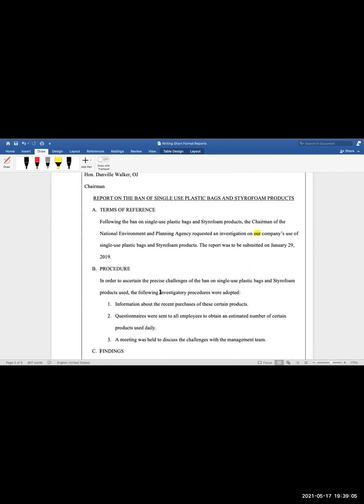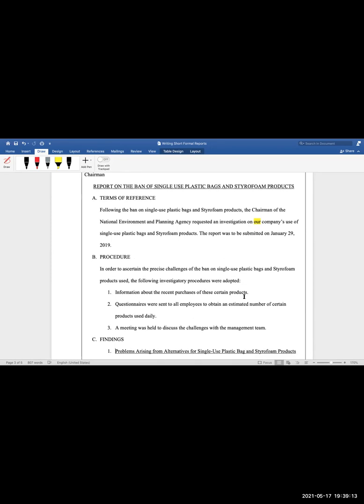The procedure now. In order to ascertain the precise challenges of the ban on single-use plastic bags and styrofoam products used, the following investigatory procedures were adopted. Information about the recent purchases of these certain products, I don't know what that means. Questionnaires were sent to all employees to obtain an estimated number of certain products used daily. A meeting was held to discuss the challenges with the management team. And I think this procedure is actually very limiting. I actually prefer some of what you said.